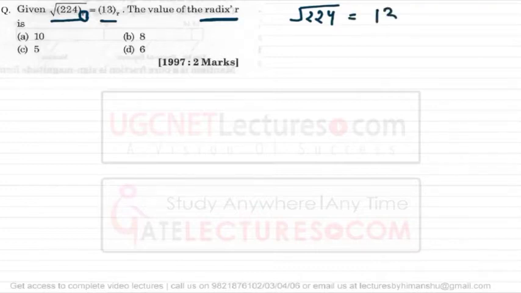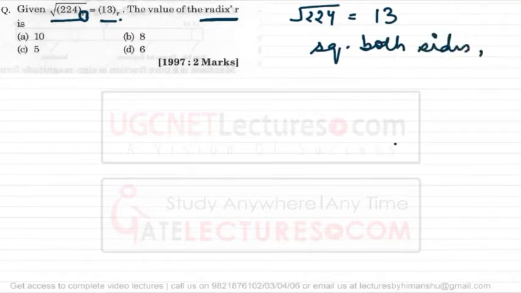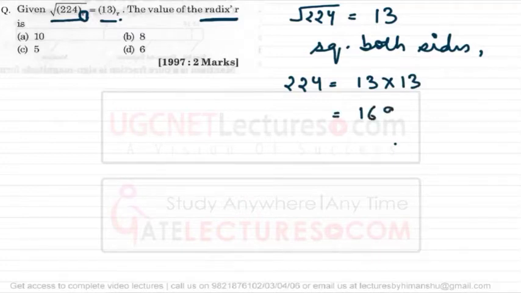I'm not writing the base of the number system. You already know that the base is r. So I'm squaring both sides. This becomes 224 and this side becomes 13 into 13, which is going to be 169. Both these numbers are in base r.